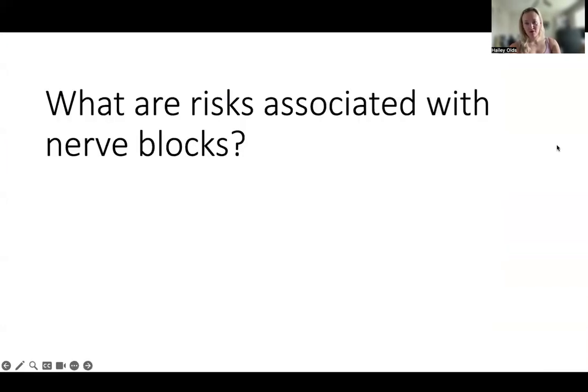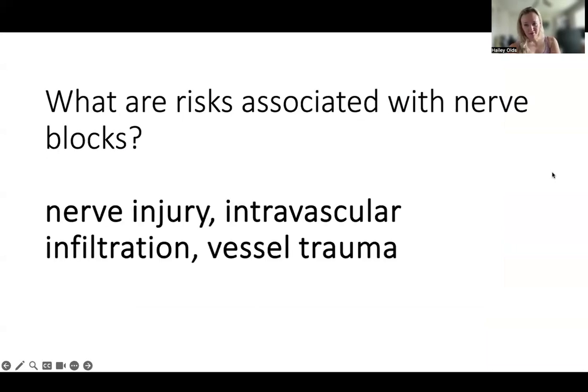What are risks with nerve blocks? So, you can damage the nerve because you're injecting near the nerve. Also, if you remember that nerves tend to run with arteries and veins, you can accidentally put it into an artery or a vein. And then you can also damage the vessels in the process of doing that.